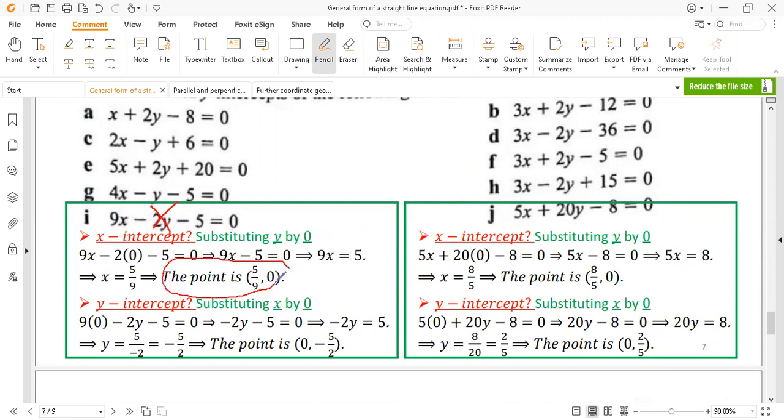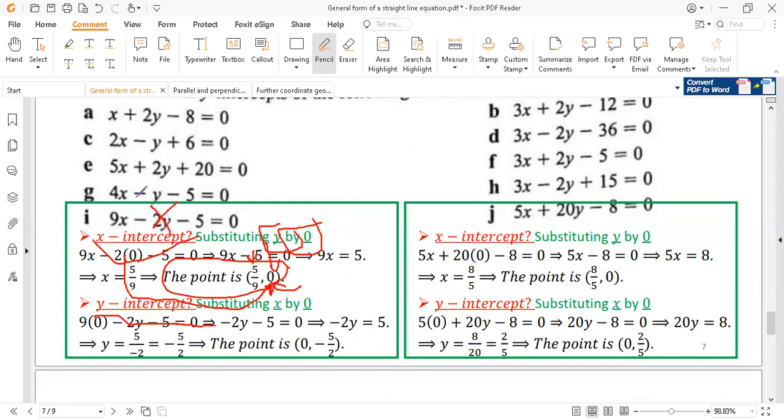So the point that we are searching for has x equal to 5 over 9 and y equal to 0, because we substituted y by 0. And we know that we are searching for the x-intercept, so the ordinate of that point is 0.